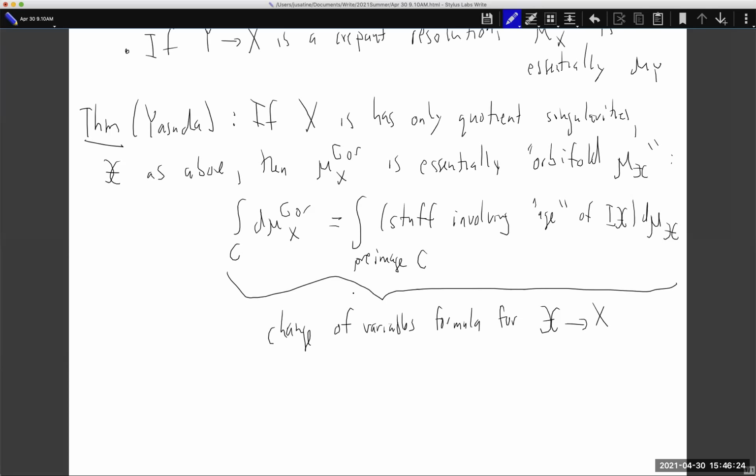And what Yasuda proved is that you have something like this, where now the birational modification is no longer a scheme, but it's a stack. And you get this nice change of variables formula that tells you how to rewrite this Gorenstein measure in terms of some integral on the arcs of the stack.